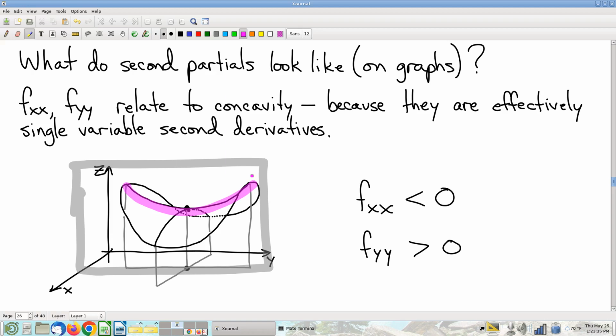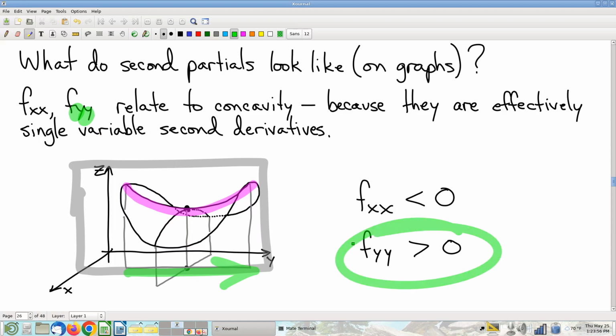You are then taking the derivative with respect to y twice. That's a second derivative. Second derivatives tell you about concavity. Concavity, up is positive, down is negative. Here, this cross-section is concave up. Fyy is positive. Everybody happy? So I'm going to call this exactly what you would think, right? Second partials tell you about concavity.